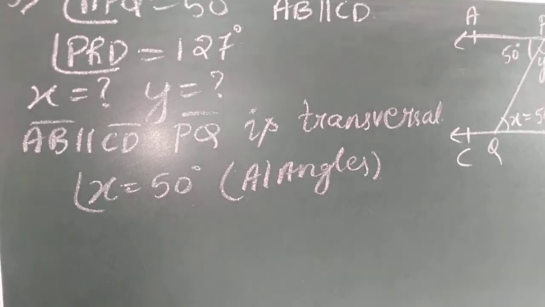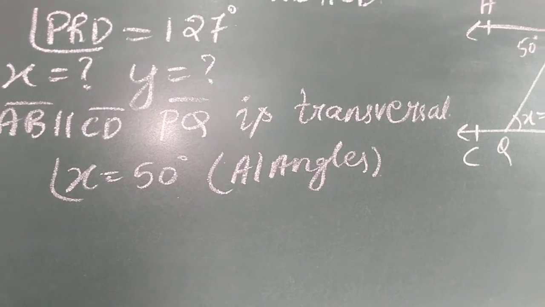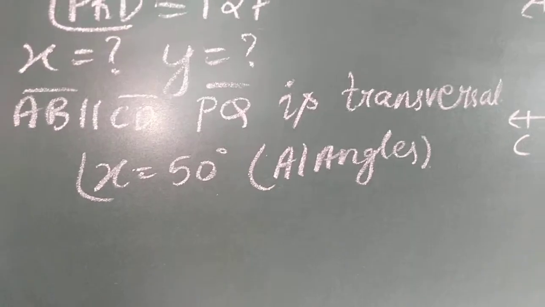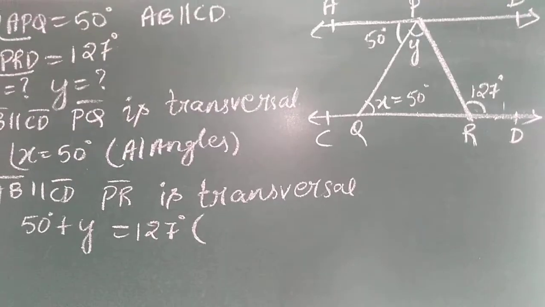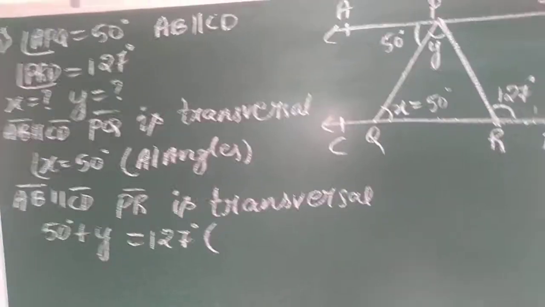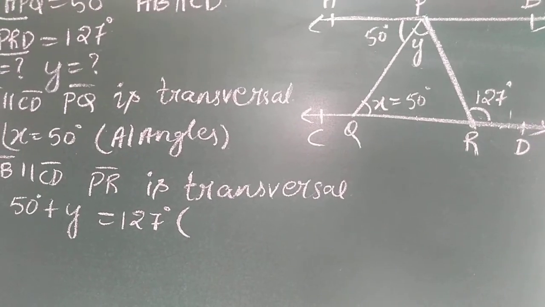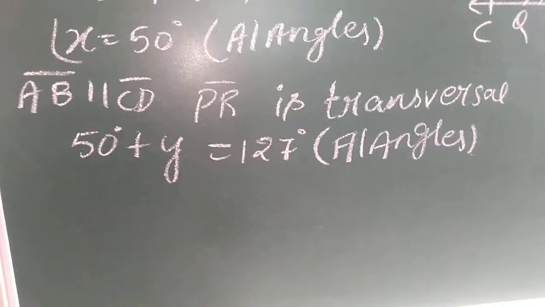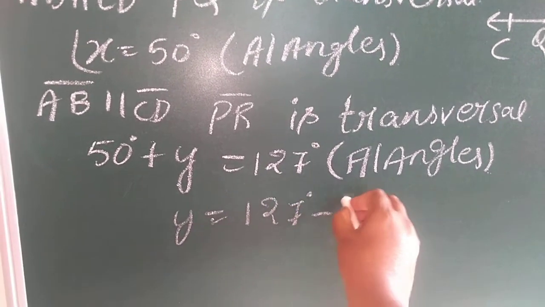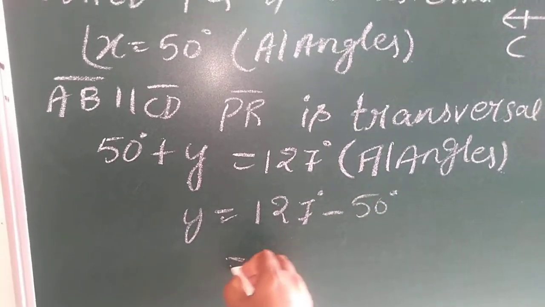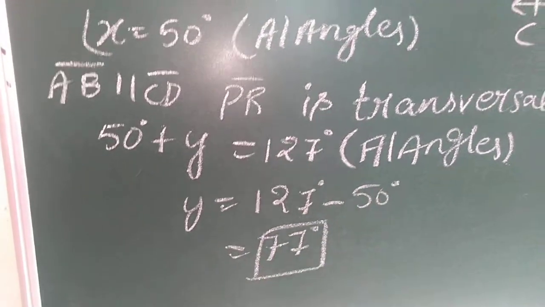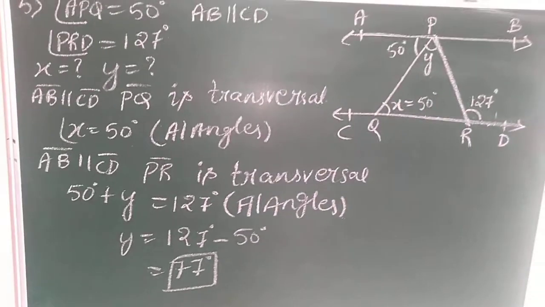Look here, first part I have written: AB is parallel to CD, PQ is a transversal. So X equal to 50 degree, alternate angles. In a similar way, 50 degree plus angle Y equal to 127 degree, alternate angle. I have already shown you why it is alternate angle, the Z shape I have shown you. Now take 50 to the other side, that is to the RHS. Y equal to 127 degree minus 50 degree. It is again 77 degree. I got the value of Y now. Hence this is the solution of question number 5, children.